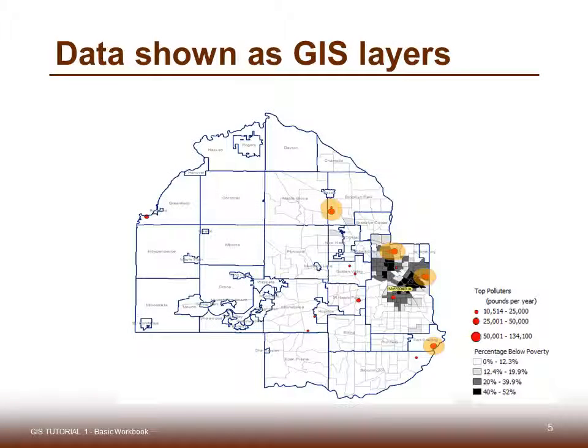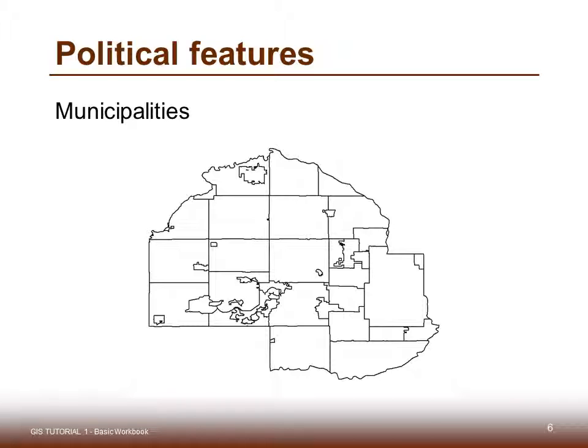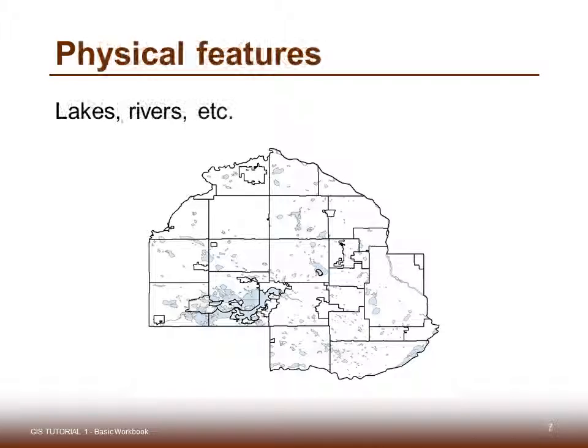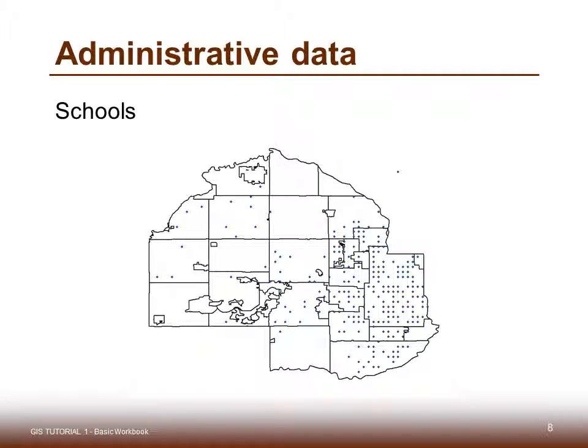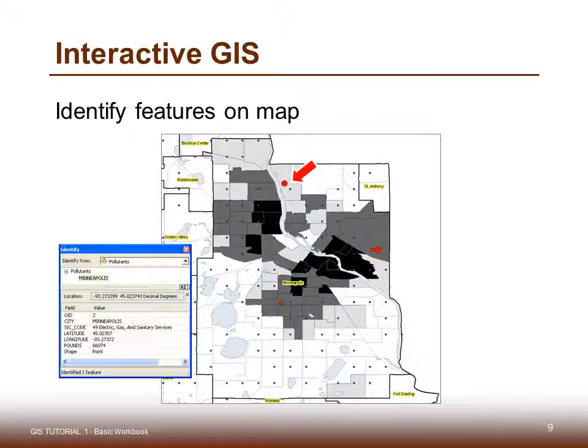And so we then show the data in GIS layers. In this case, we see socioeconomic data mapped out as percentage below the poverty level, and then pollution sources shown by pounds per year, without looking at the details of what particular pollution item we're looking at in more detail. So first of all, this is one of the layers. It's a map that shows the pattern of municipalities in the state. And then we can add other features such as lakes and rivers. We can add the location of schools, and then begin to identify features on the map.